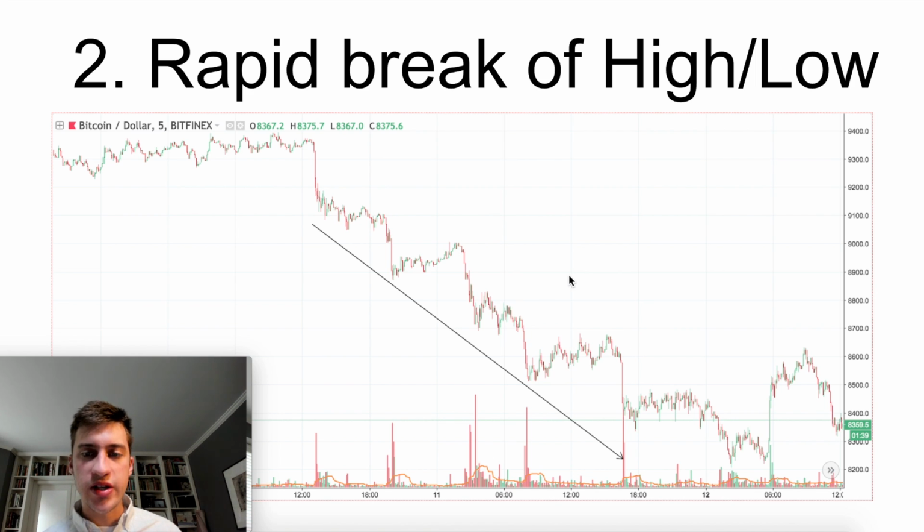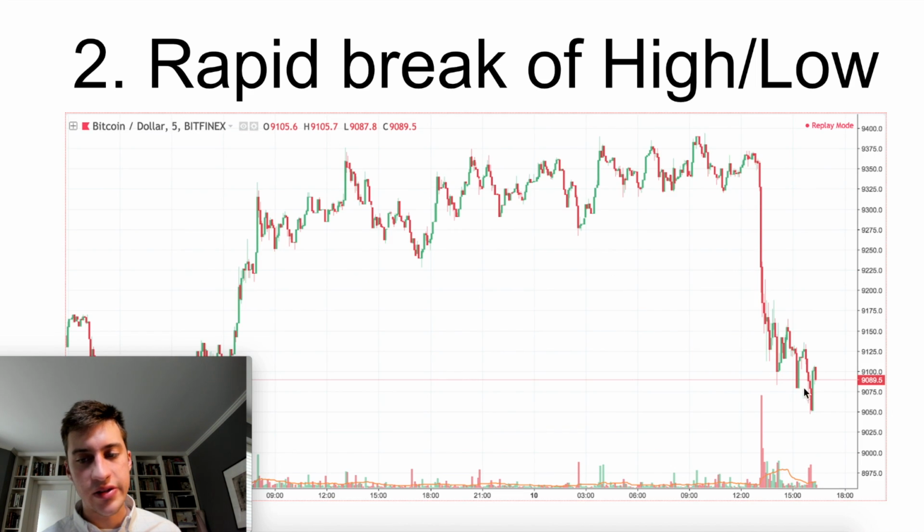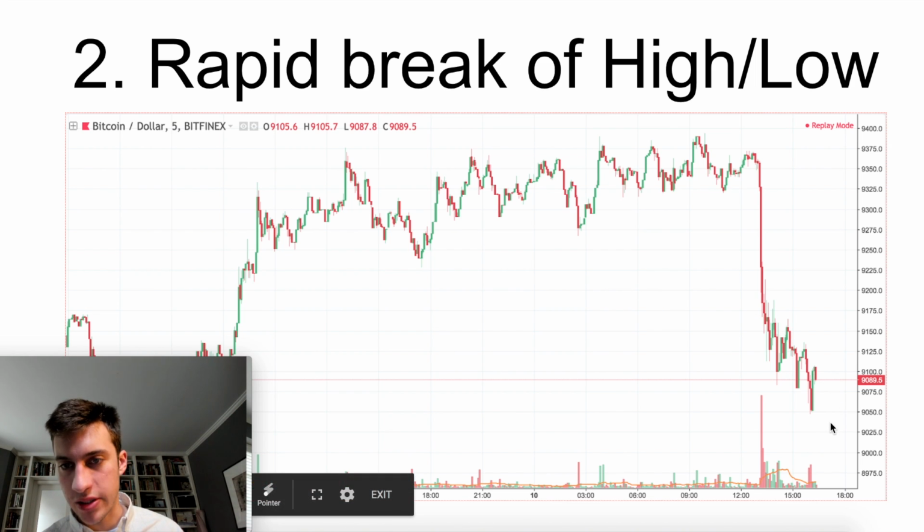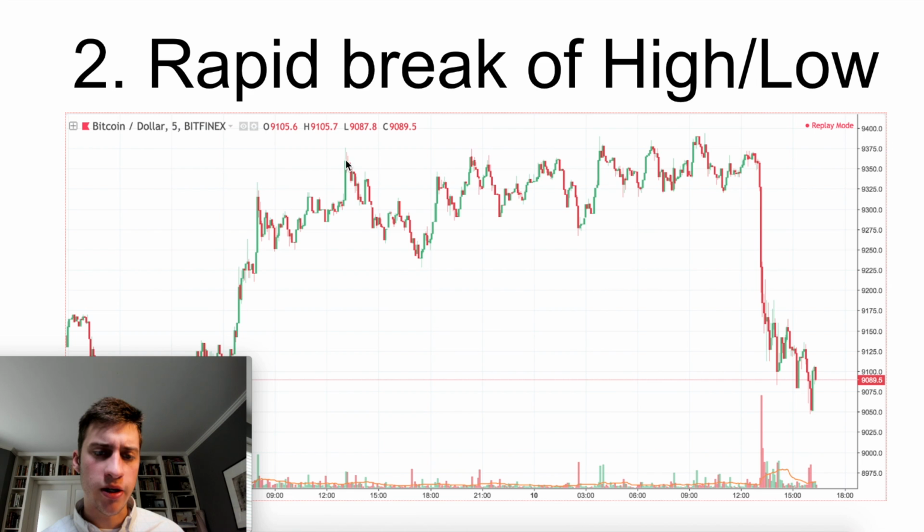But yeah, I just wanted to say that a rapid break of the low is not a good sign. The only sign that the market might not continue going down, as in here, is these tails, as you can see here. These weak tails with weak previous momentum, and a long period of consolidation.